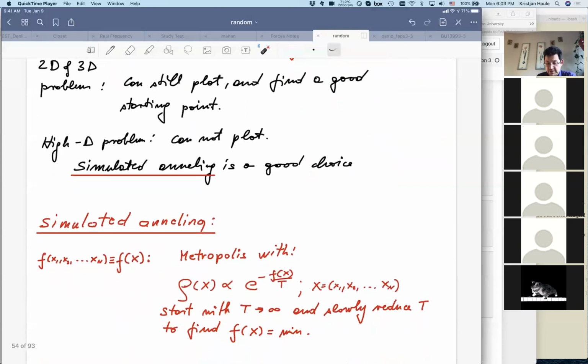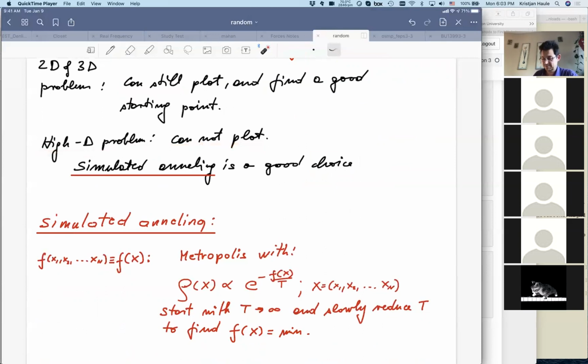However, when you have a very high dimensional problem, then there is no hope to plot. Say you have 100 dimensions. How do you plot a function in 100 dimensions? You can take a cut in 3 dimensions maybe, and then another cut in another 3 dimensions.